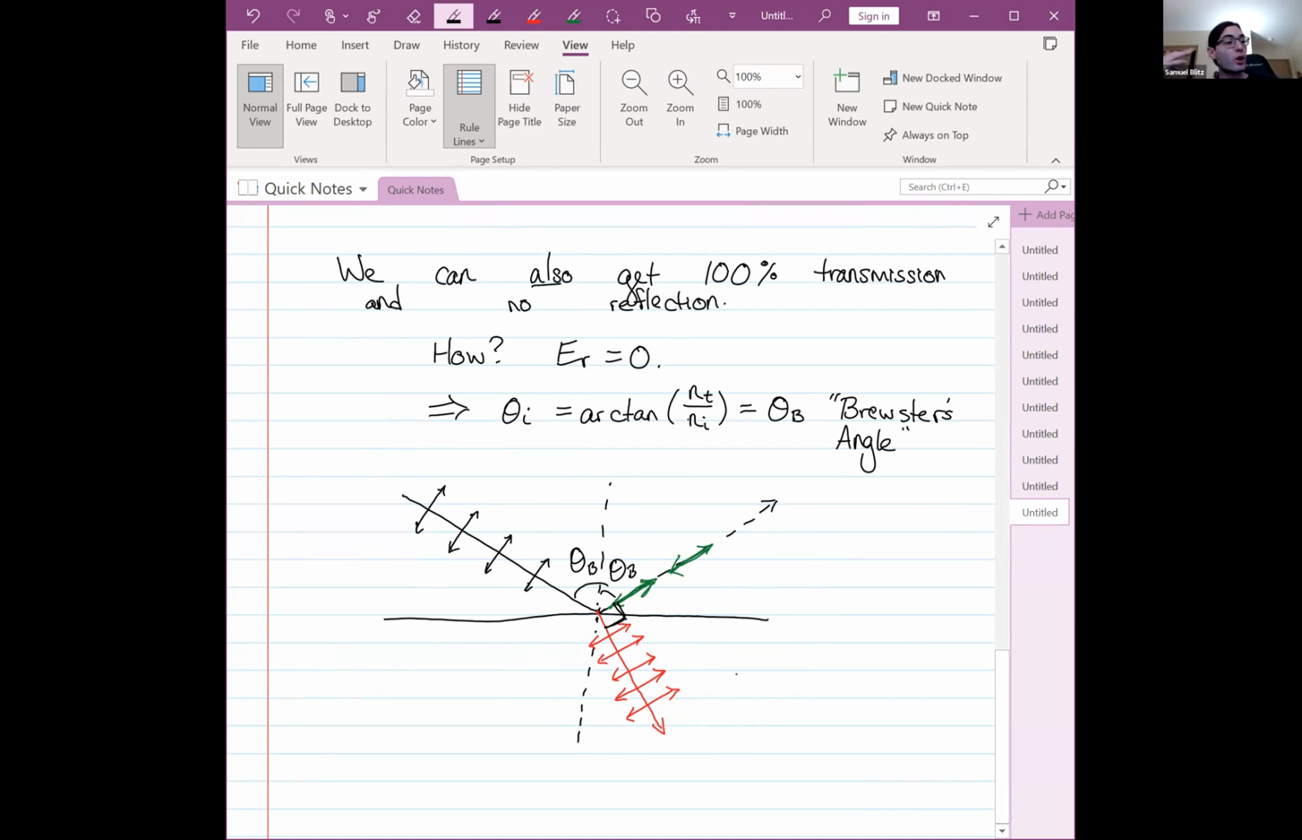So the point here is that if you shoot light that's polarized in the plane of incidence, there's a particular angle at which none of that polarized light will make it out.